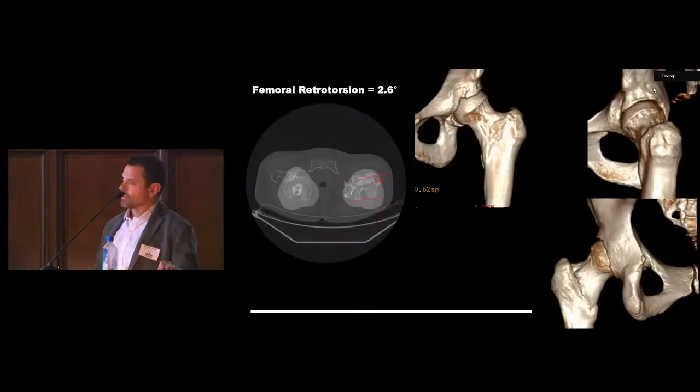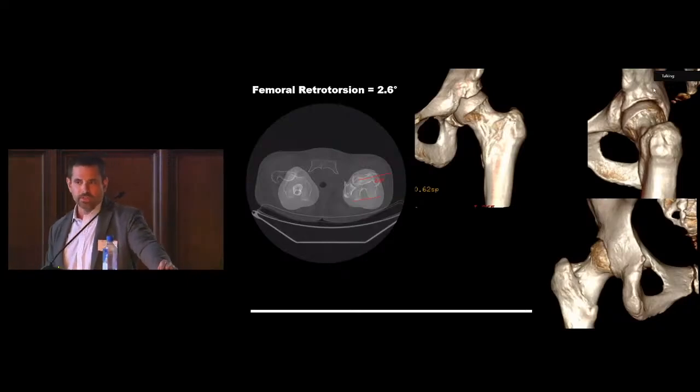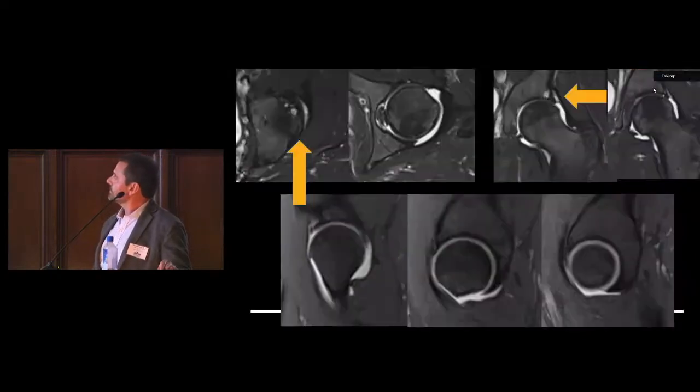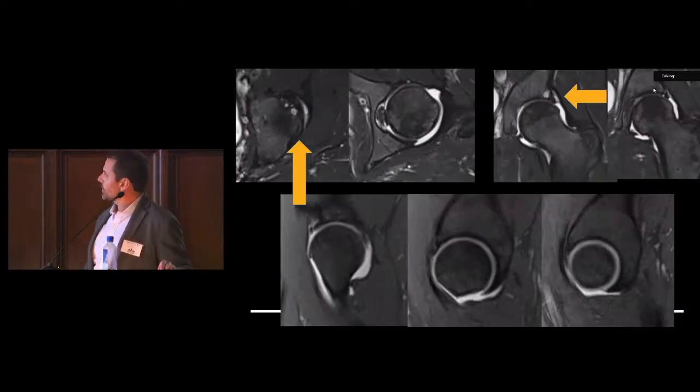She has femoral retrotorsion, 2.6. I think that's sort of borne out in her range of motion examination. She also has some very mild cystic changes. She has a recurrent labral tear. I don't see concerns about the cartilage integrity, any evidence of edema or advanced arthrosis.